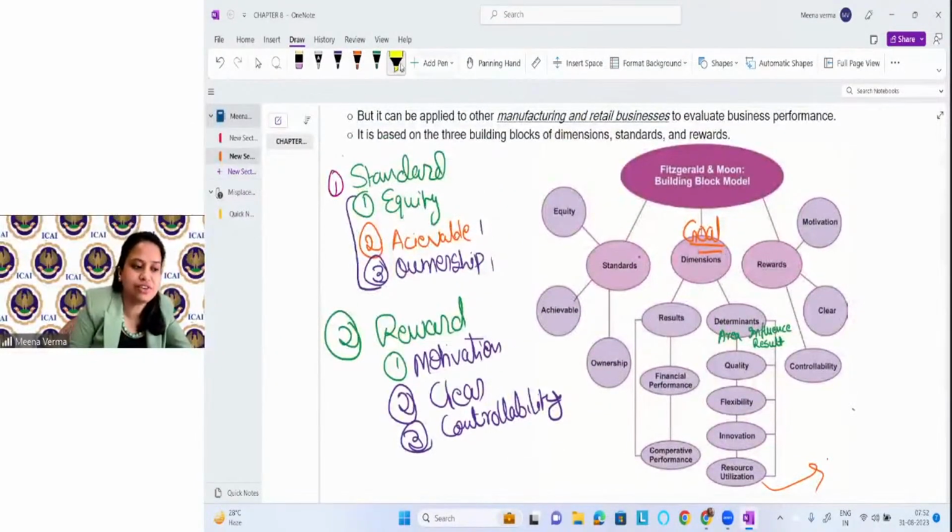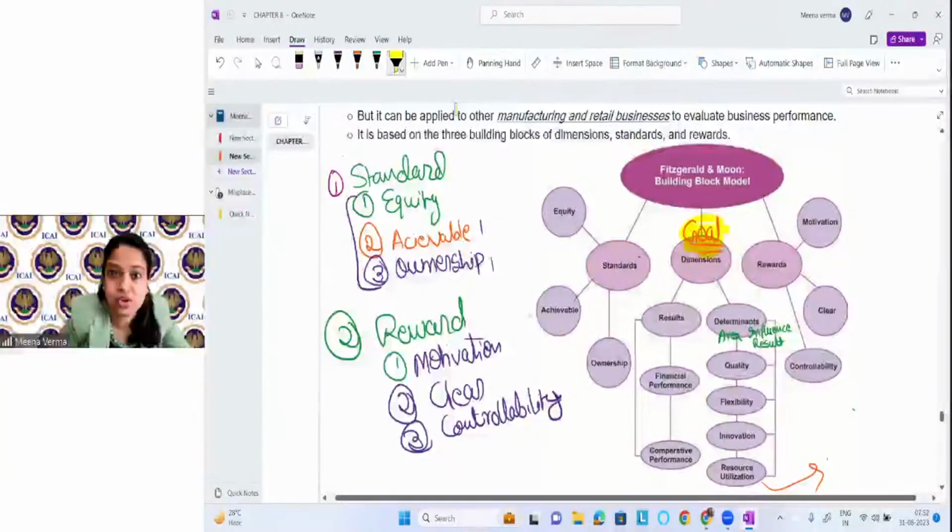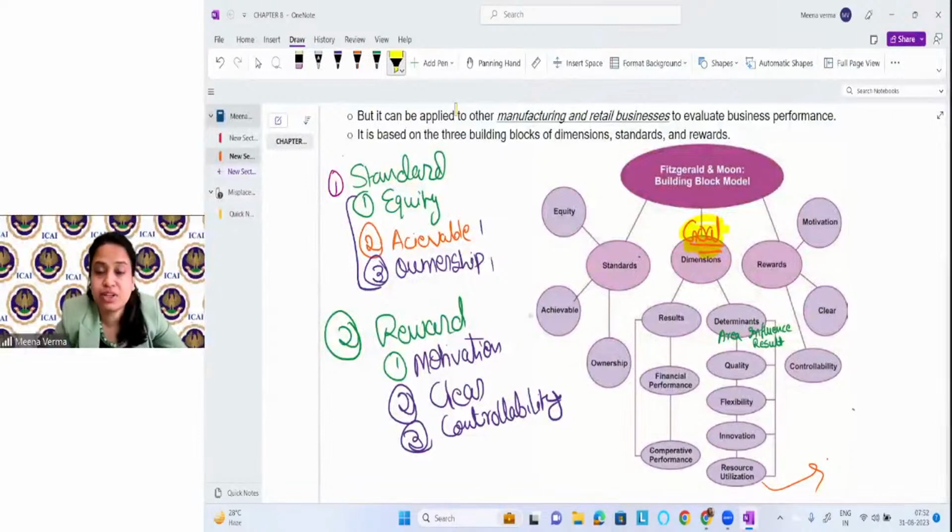Dimension will define the goal of the company. And in determinants, you will see what are the areas that influence the result of the company. So you will see, quality will influence the result. If you provide a quality product, the company's profitability may improve, financial goals may improve, and the company may get competitive advantage. If you always provide innovative products and services, and the way you provide the service is innovative, it will increase the profitability of the company and give competitive advantage.